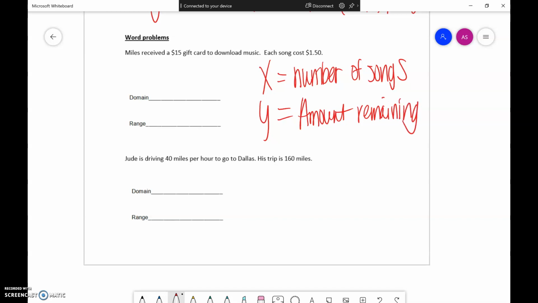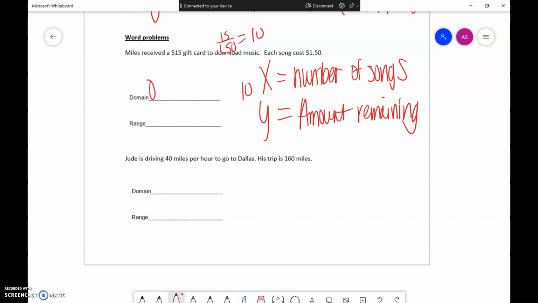So when you're thinking about domain and range in real world situations, you want to think about what all the possibilities are. So if he has this $15 gift card, you want to think about what's the lowest amount of songs he can buy and what's the maximum amount of songs he can buy. Okay. So the lowest will be 0 because he can get the gift card and decide, hey, I don't even want to use this. I don't like music. The max he can buy will be 10 songs. Why is it 10? Because I'm just taking the 15 and dividing it by the 1.50 and I get 10.